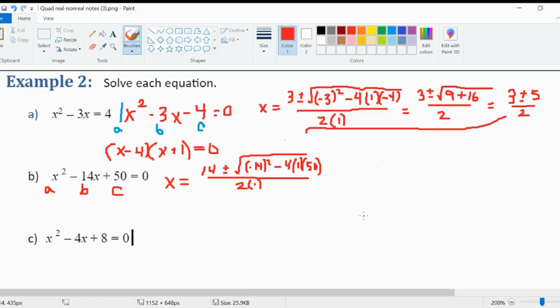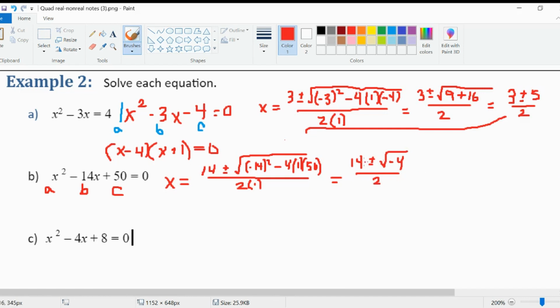And again, we'll figure out what the discriminant is. So under there, we've got to do a little bit of arithmetic. So the 14 plus or minus is going to come along. And underneath there, we're going to have 196 minus 4 times 1 times 50 is 200. So the negative 14 squared gives me 196. And then the 4 times 1 times 50 gives me 200. So 196 minus 200 is going to give me negative 4. So underneath there, I'm going to have a negative 4, all over 2.